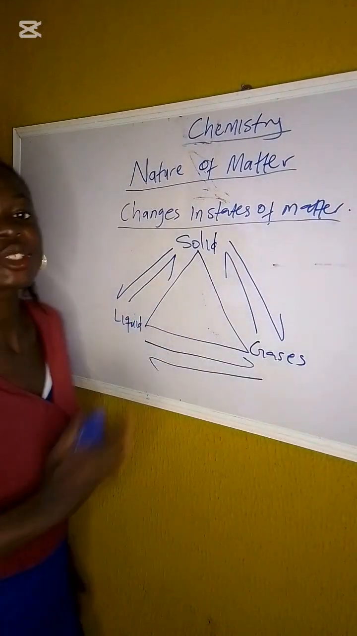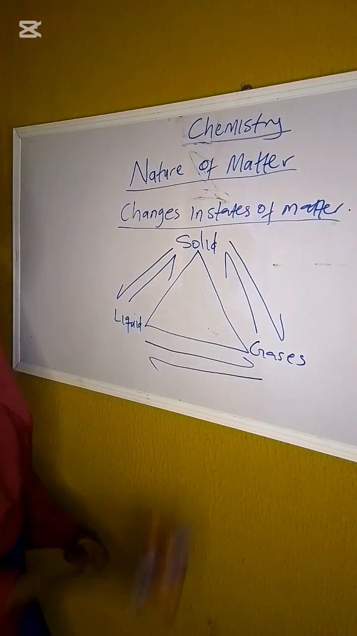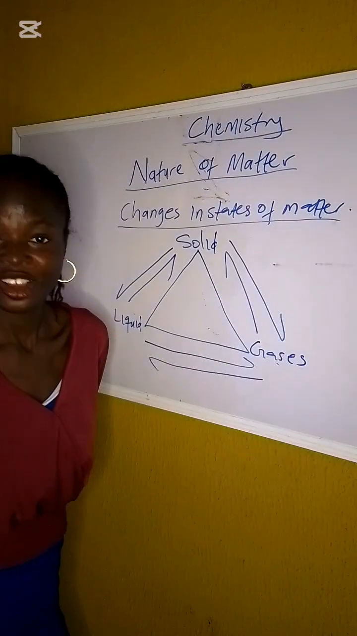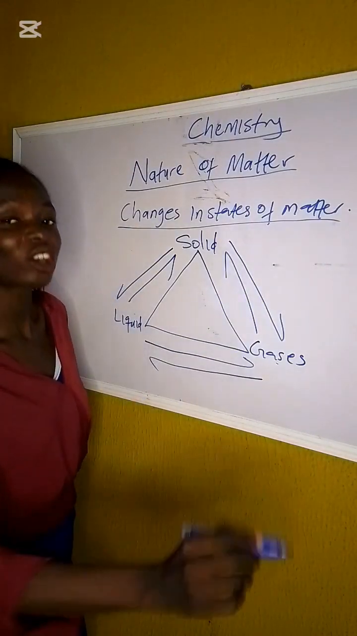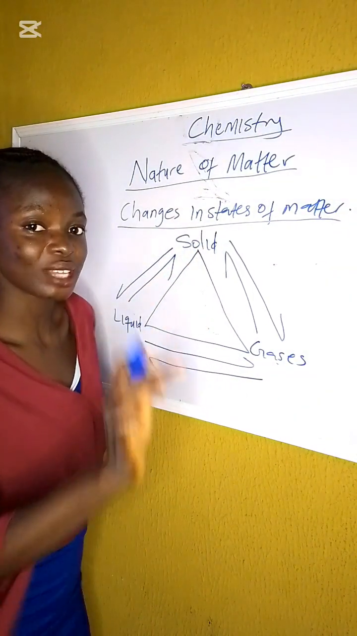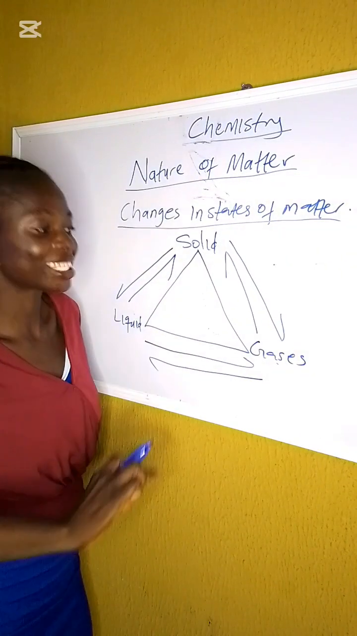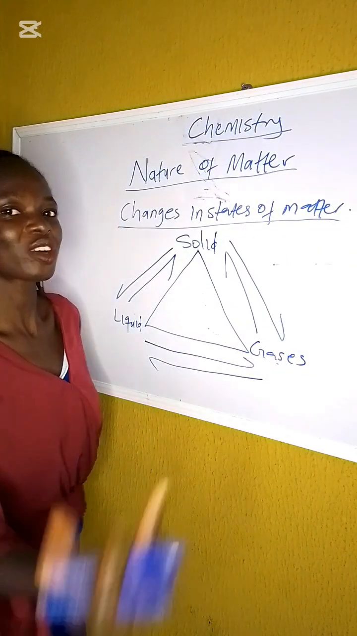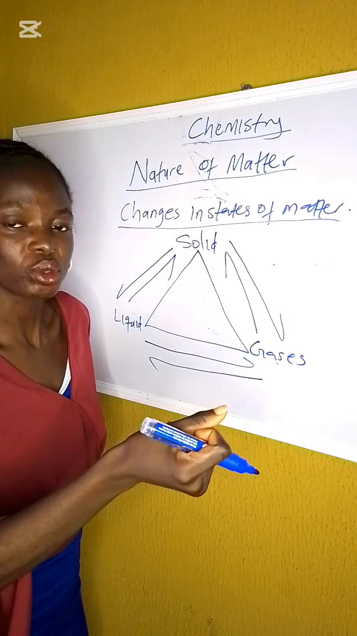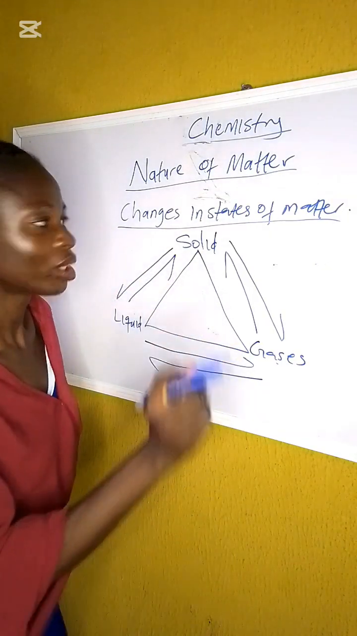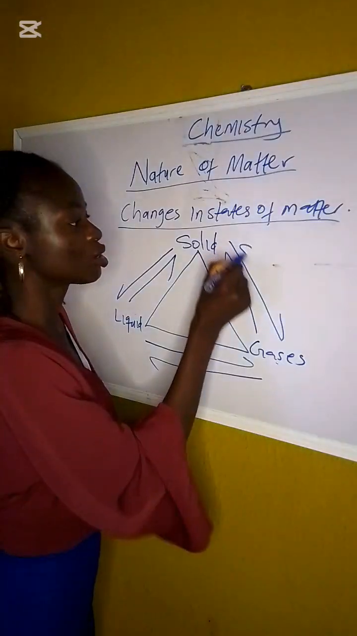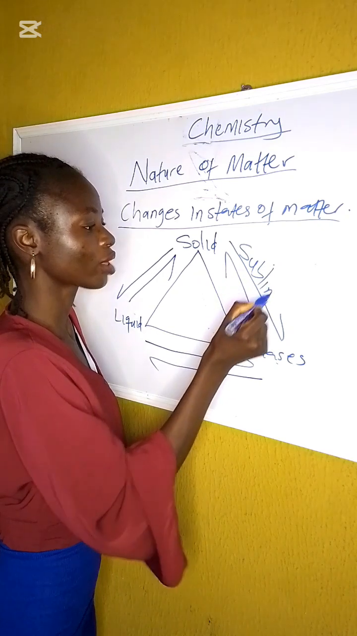Now, let's begin to name each of the changes. When solid changes to gas, what is it called? It is called sublimation. Sublimation is when a solid substance or solid matter changes directly to gas without first changing to liquid. You just change from solid and move to the gaseous state. So the scientific word for that is sublimation.